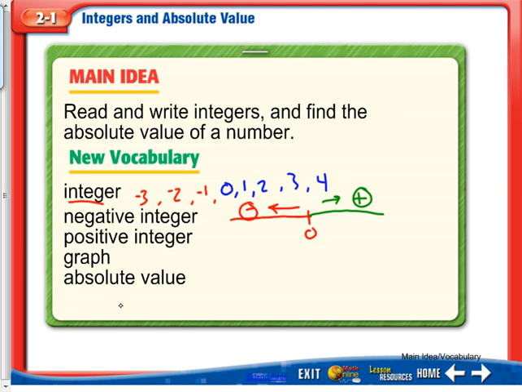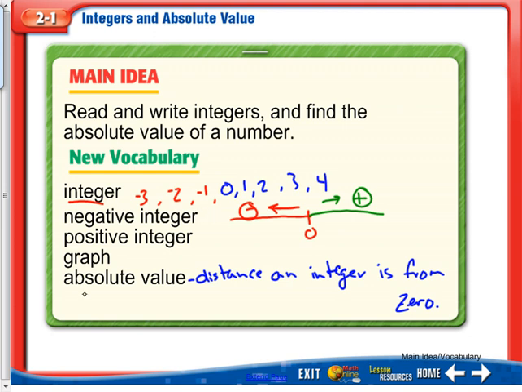The absolute value. When we talk about absolute value, we're talking about the distance an integer is from 0. So for example here, if I had -3, how far is it from 0? 1, 2, 3 units. So the absolute value of -3 is 3.